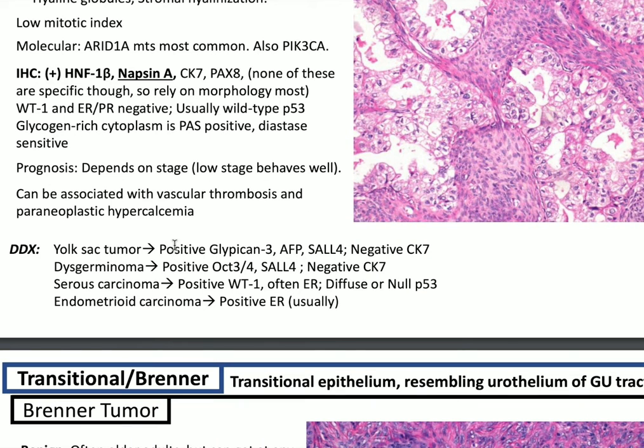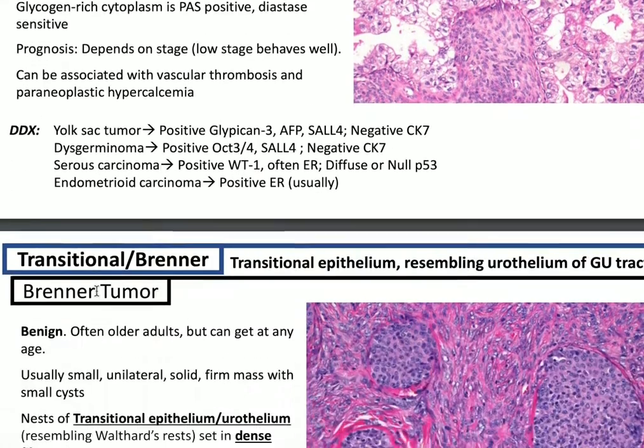Your differential includes your germ cell tumors, in particular yolk sac tumor, where you'll have positive glypican-3, AFP, SALL4, negative CK7. Another germ cell tumor, this germinoma, positive OCT3/4, SALL4, negative CK7. Your other epithelial carcinoma, your serous carcinoma, positive WT1, often ER, diffuse or null P53, and another epithelial carcinoma, endometrioid carcinoma, positive ER, usually.